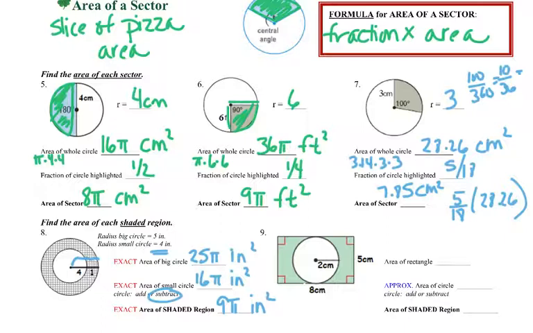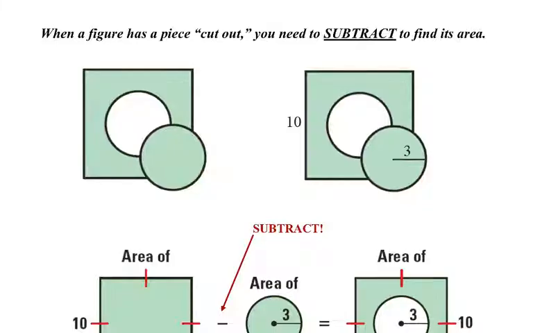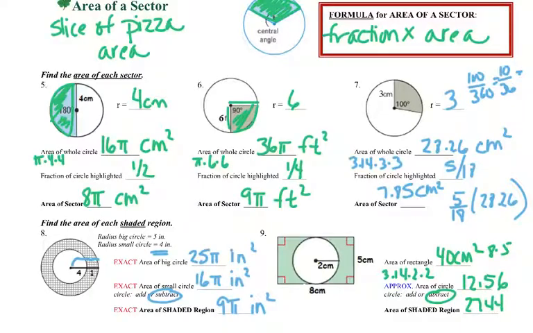The last one, we're going to do approximate, very last one. So rectangle is 8 times 5, of course, 40 centimeters squared. Approximate area of the circle, 3.14 times 2 times 2. And that's going to be 12.56. Yep. Since it's a shaded area, I subtract. And when I subtract, 27.44 centimeters squared.